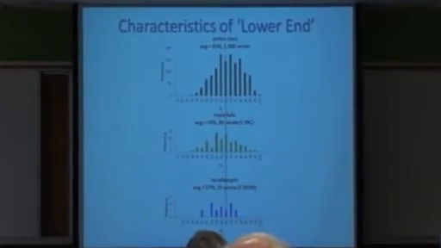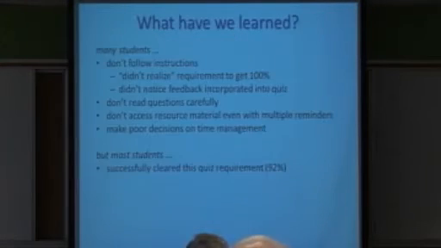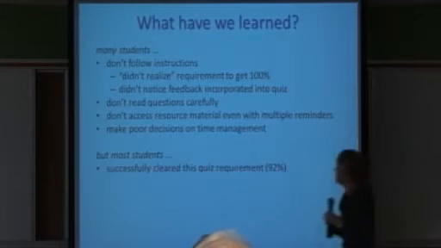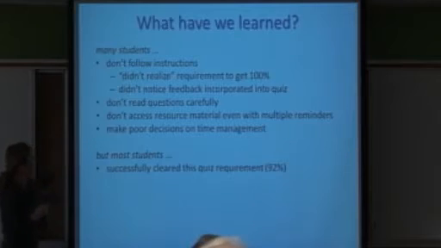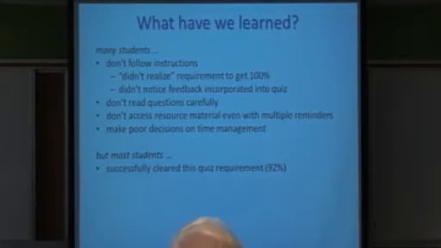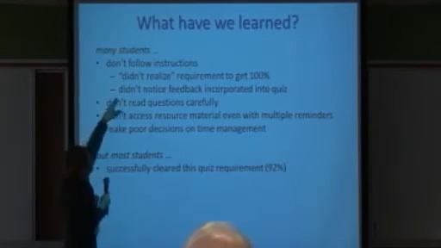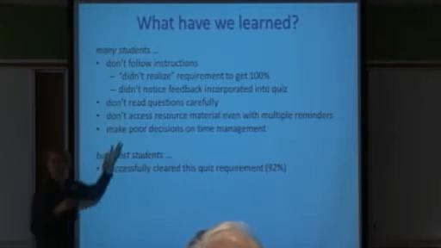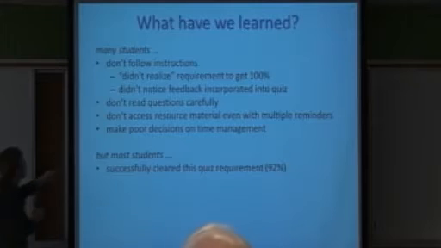So they aren't represented here, and I can't really think of a way of representing them. So what have we learned? Many students can't follow instructions. For example, one didn't realize the requirement to get 100% until they tried to hand in their essay and the Dropbox was locked. So what else can we do? I don't know. Students didn't notice the feedback incorporated into the quiz, and I don't know if I can toggle something in Learn to make that more obvious.